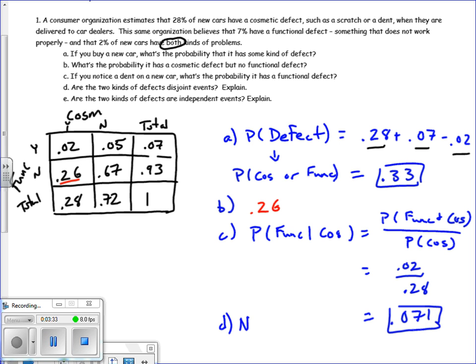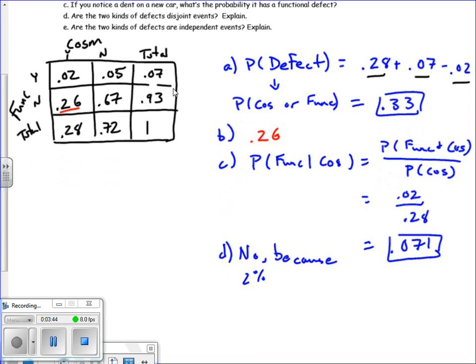All right. Part D, are the two things disjoint? And that is no, because there's an overlap. Because 2%, right? It was 2% have both problems, or another way to look at that, there's an overlap.